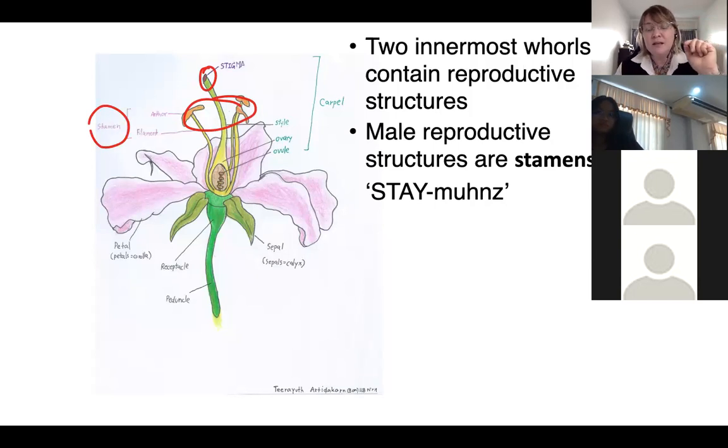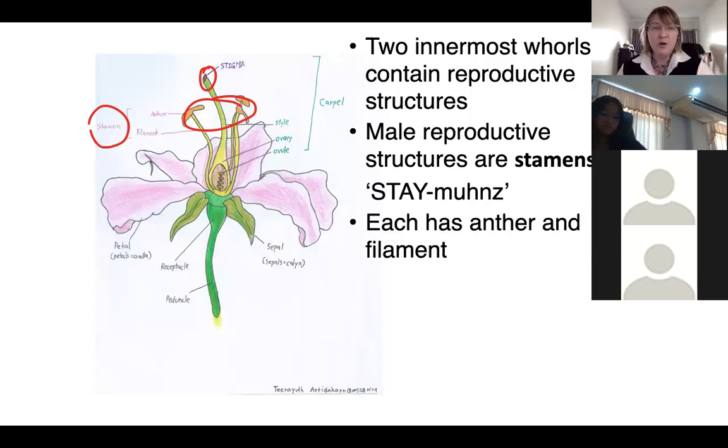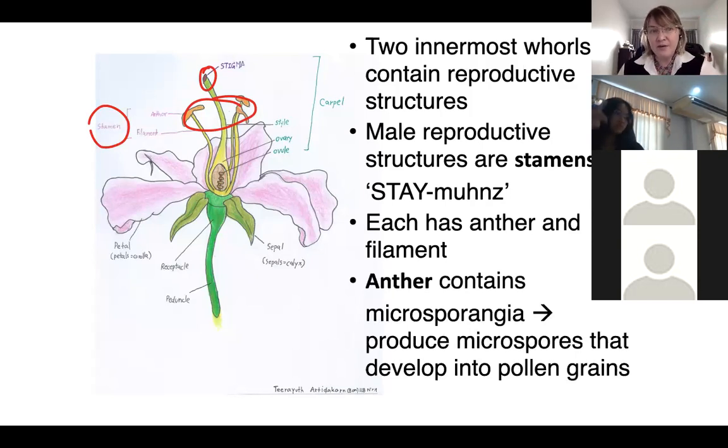The stamen is made of two parts. You have an anther and a filament. The anther contains the microsporangia, which are going to produce microspores that will develop into pollen grains. The filament just holds up the anther.